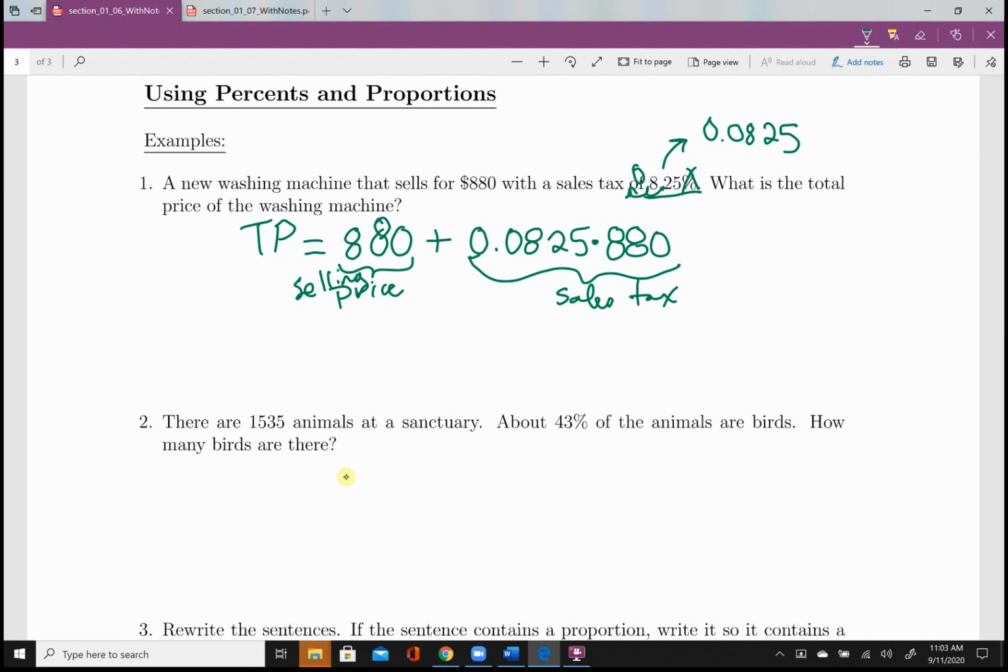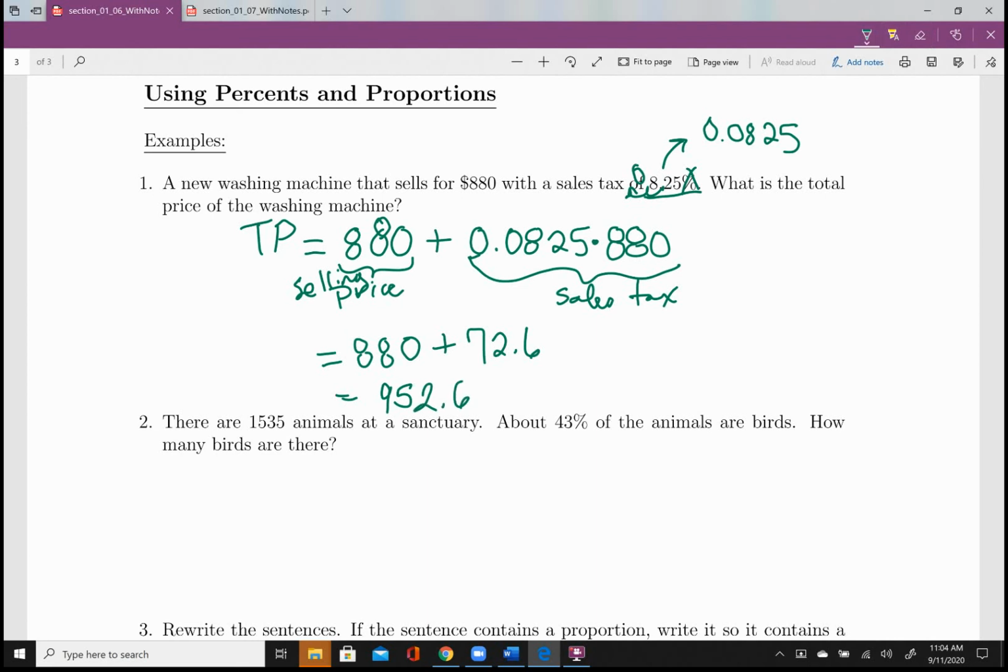So reach for your calculator, that's fine with me. I would type this part in first, 0.0825 times 880, and then add that to another 880 in a second step. I'll write some stuff down in the interim. Like for instance, if you multiply this, you should be getting 72.6, right? And then add that to your 880, and you get $952.6.